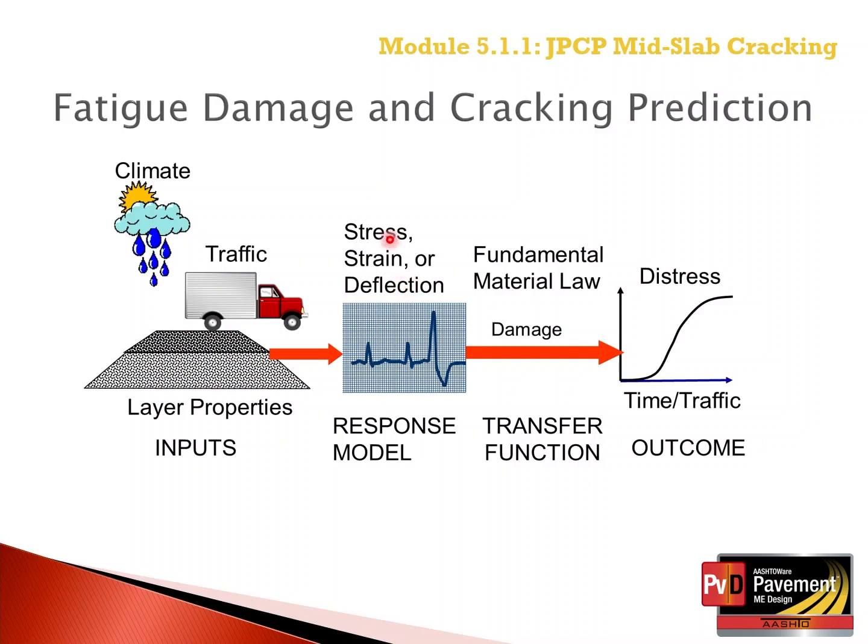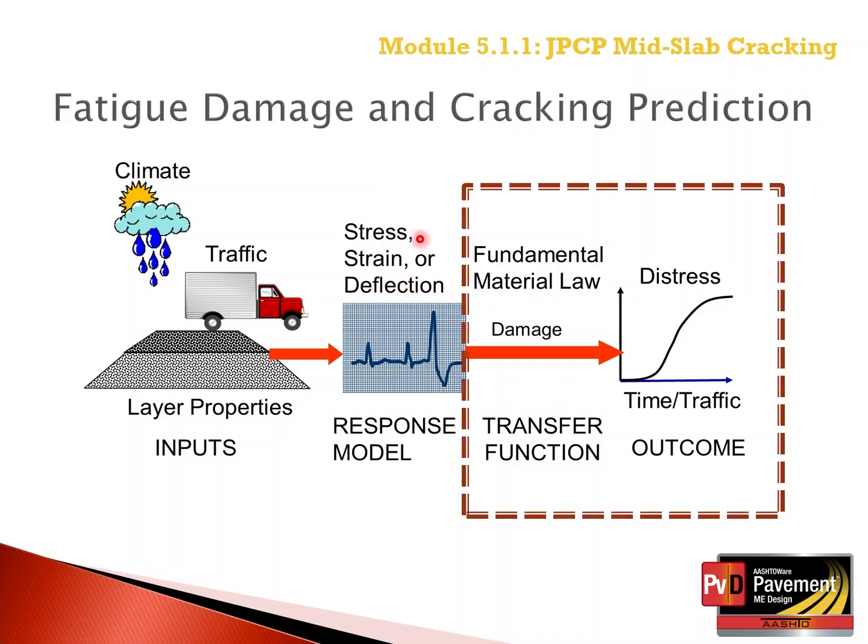For mid-slab cracking, it's basically tensile stress at the top and or bottom of the slab. And the transfer function converts that fatigue damage to what we can see and measure on the pavement surface, which in this case is the percent cracked slab of a jointed plain concrete pavement.